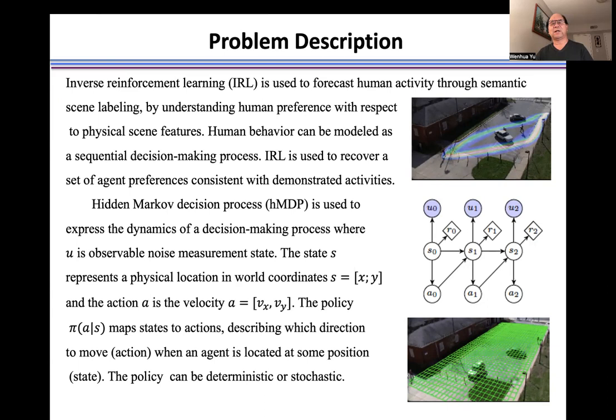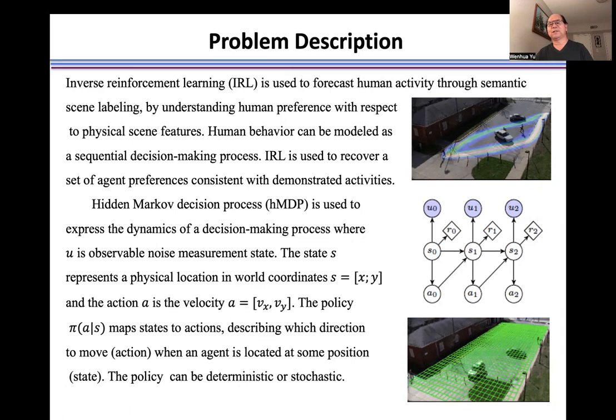First, we collect human trajectories, and then we understand the human preference. The goal is to forecast the human trajectory from point A to point B in the future, because right now the problem is a sequential decision-making problem.